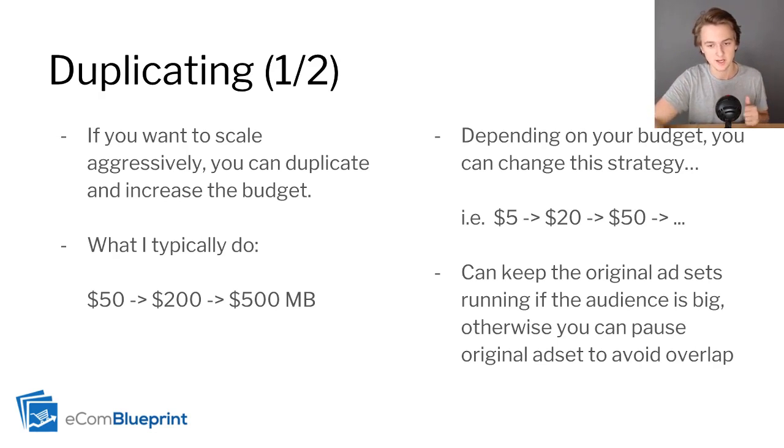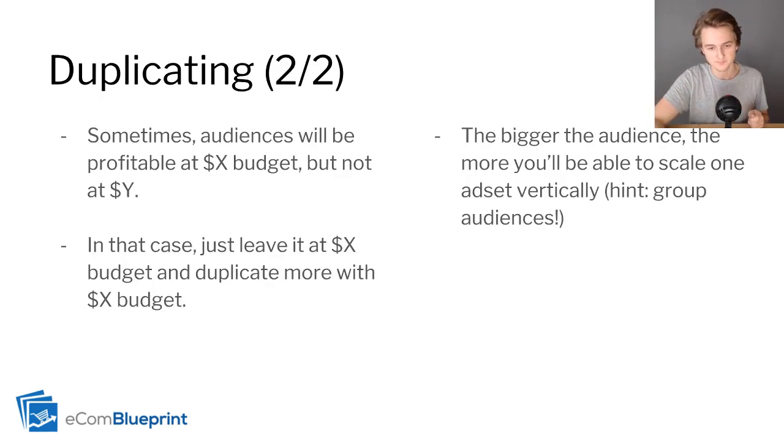So you really have to decide what you're trying to achieve here. Just another important detail about the duplication scaling method. Sometimes your audiences will be profitable at an X budget, but not at Y. For example, if you're testing audiences at $50 and you have an audience that's super profitable at a $50 budget, but then when you try to duplicate it to 200, it stops working. It stopped being profitable. In that case, just leave it at X. So, with that example, just leave the audience at $50.